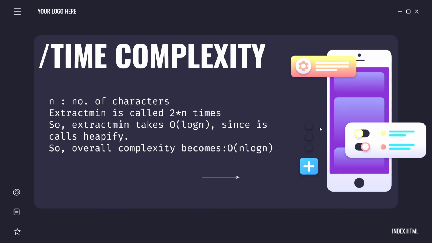Now coming to the time complexity, we had n number of characters, and extract minimum is called 2 into n number of times, and each operation of extract minimum takes O(log n) because it calls heapify. So the overall complexity would become O(n log n).